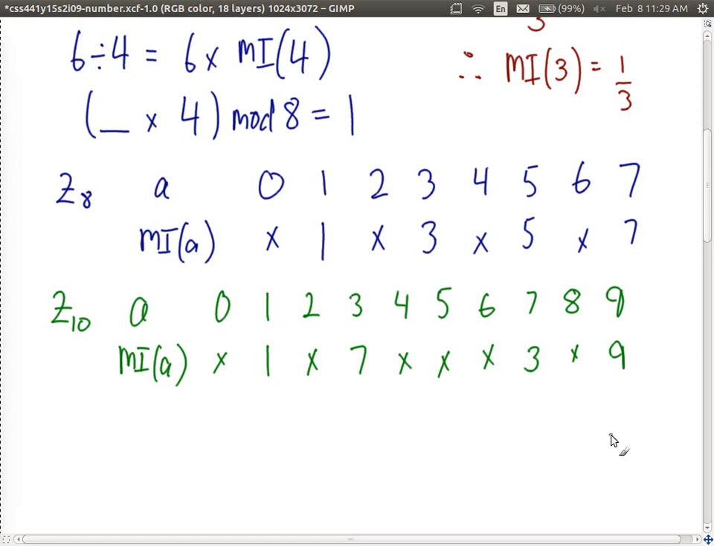Which numbers do have a multiplicative inverse? When the remainder is 1, if the number is relatively prime with the modulus, it will have a multiplicative inverse.